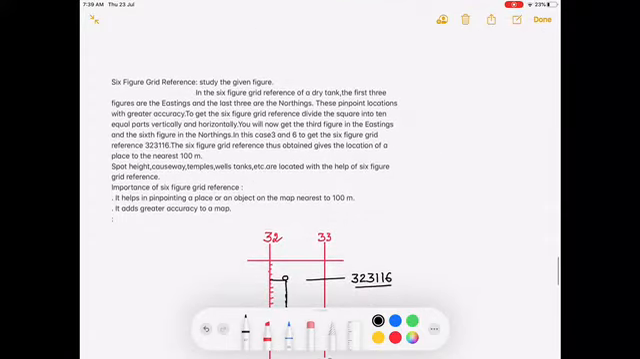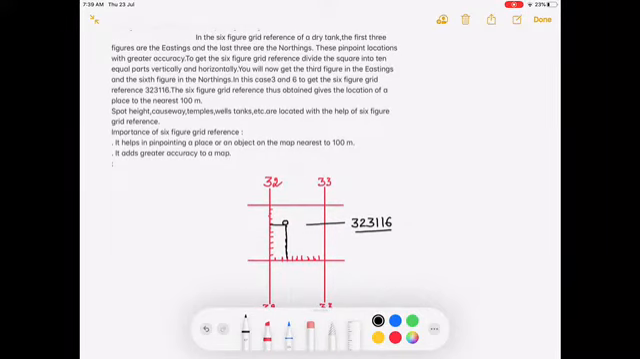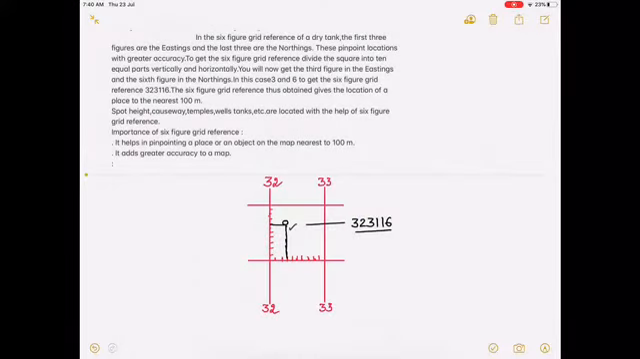Now we'll be talking about the six figure grid reference. In the six figure grid reference, for example, I want to give a six figure grid reference of a dry tank here, right? The first three figures are the eastings and the last three are the northings. So this pinpoints location with greater accuracy. Why do we want to know about the six figure? So that we are able to understand the accurate position of that feature on the map.